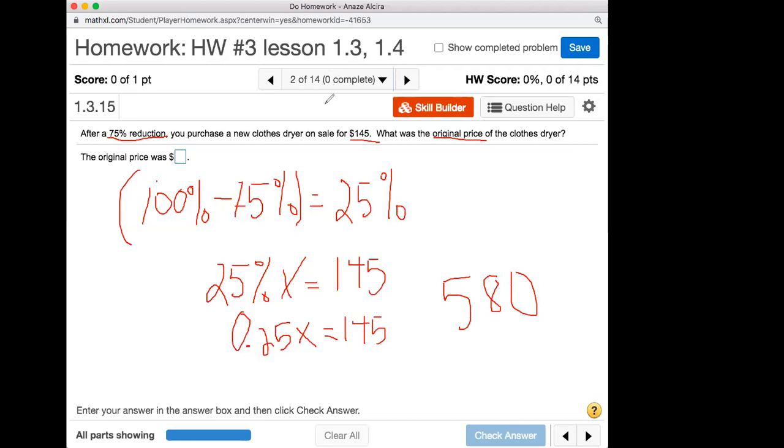Any questions? How would you double check your work? All right, very good. To double check the work, you have a couple of options, but I think the easiest option is to figure out 25% of 580. So if you take 580 and multiply it by 25%, or 0.25, is it going to give you that 145? Because if you're getting a reduction of 75%, obviously you're only going to pay 25% of the original price. And if you multiply 580 times 0.25, yes, it will definitely give you the 145. Okay, thank you very much.